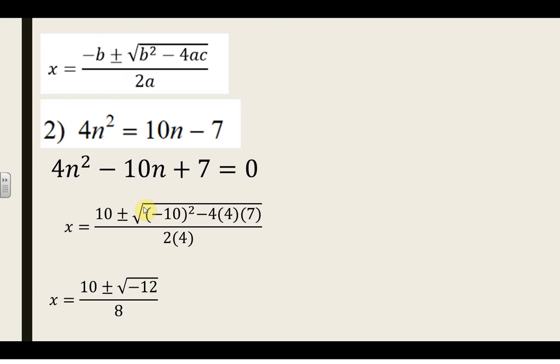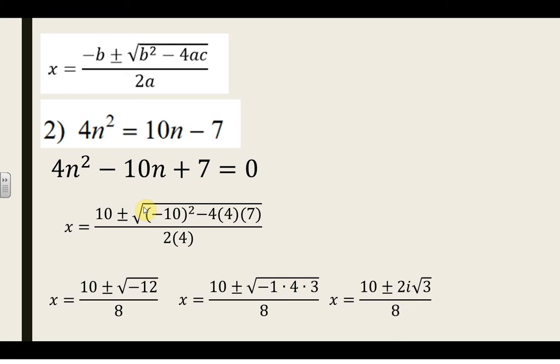I know there's going to be an i. Aye, Captain. Just kidding. All right, so then you break up 12 to be 4 times 3 and the -1. So the -1 becomes i. The square root of 4 is 2. So all that pops out.